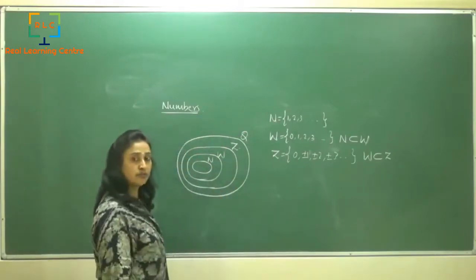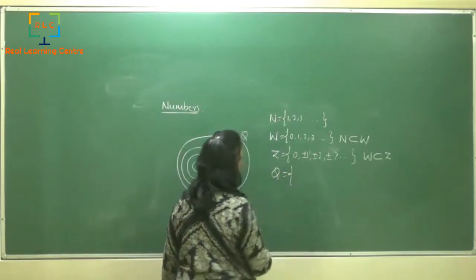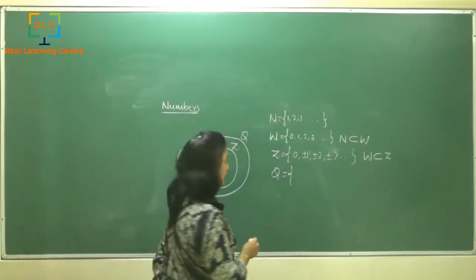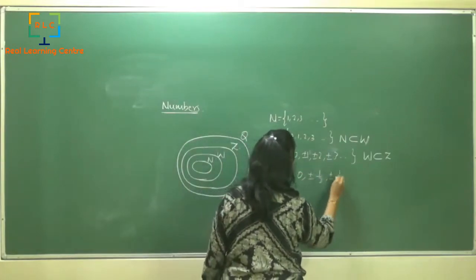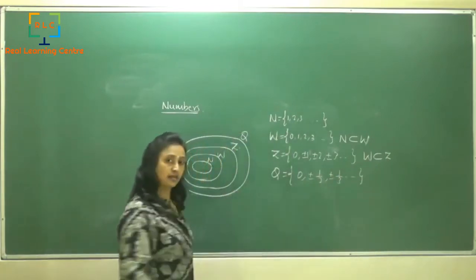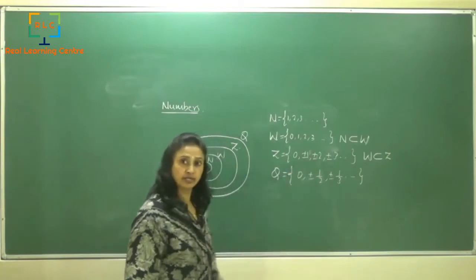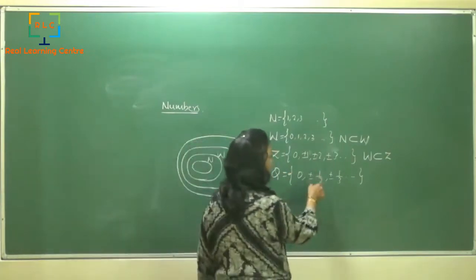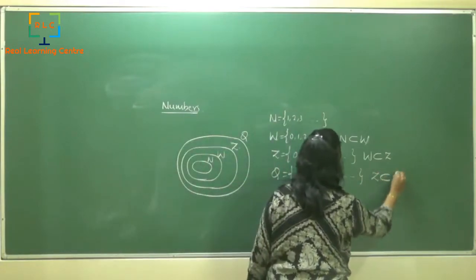Rational numbers are denoted by Q. So what are these rational numbers? Any number which is in the form of p by q is said to be a rational number. So I write 0, plus or minus 1 by 2, plus or minus 1 by 3, and so on. Again, do you see that all the integers can be written as rational numbers? See, 2 can be written as 2 by 1, so it can be written in the form of p by q. So we say integers is a subset of rational numbers.